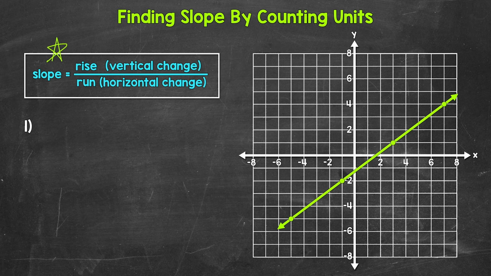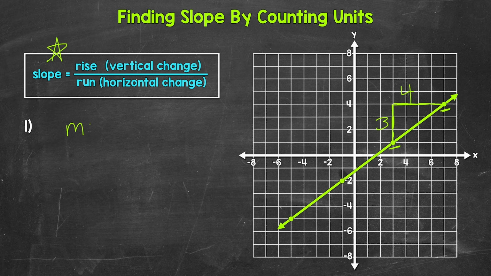So let's use this point right here and this point right here. We need to figure out how far up and how far over we go between these 2 points. We're going to move from the left point to the right point. We go up 1 unit, 2 units, 3 units to align with the other point. That's our rise, the vertical change. Then we go over 1 unit, 2 units, 3 units, 4 units to get to the other point. So that's our run, the horizontal change.